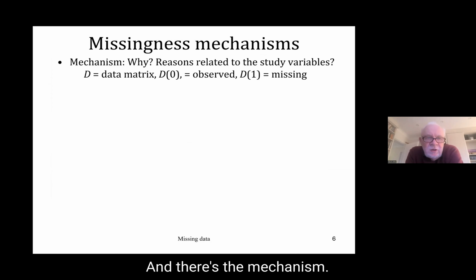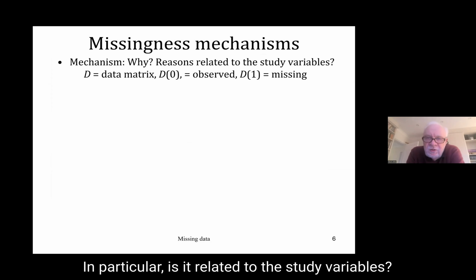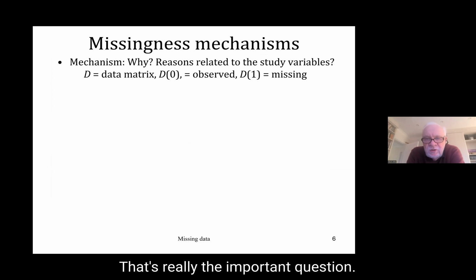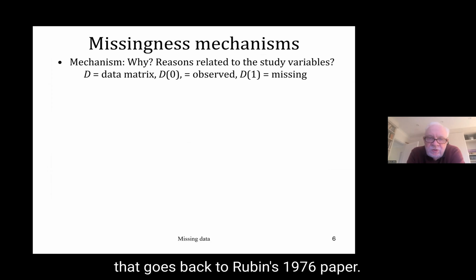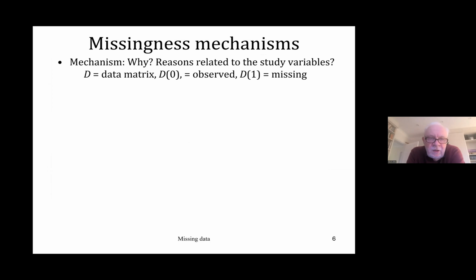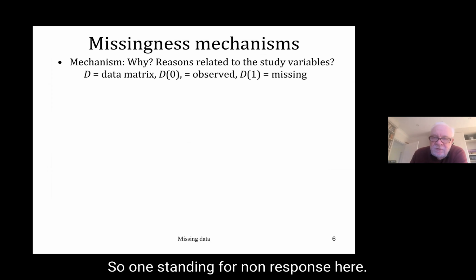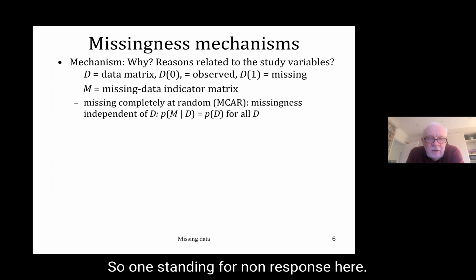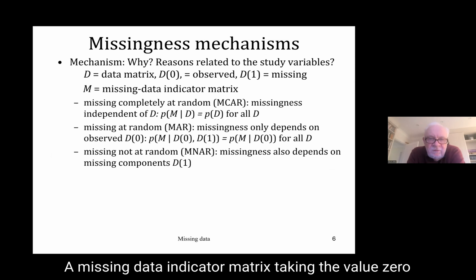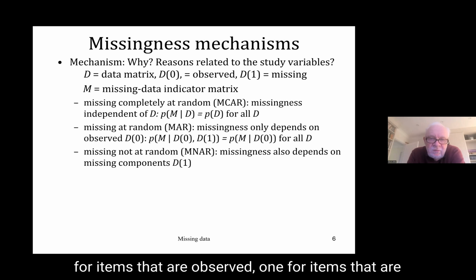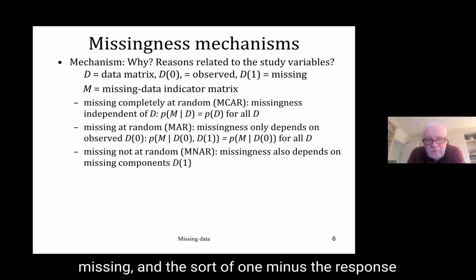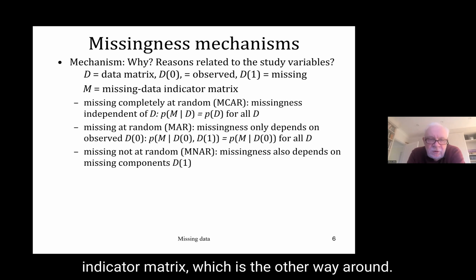Then there's the mechanism. So why do we have missing data? In particular, is it related to the study variables? That's really the important question. There's some famous terminology that goes back to Rubin's 1976 paper. D is a data matrix. D0 is the observed part of D. D1 is the missing part of D, with 1 standing for non-response here. A missing data indicator matrix M takes the value 0 for items that are observed, 1 for items that are missing, and the response indicator matrix is 1 minus that, which is the other way around.